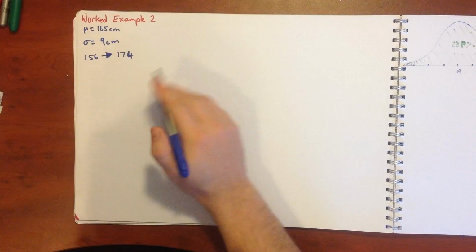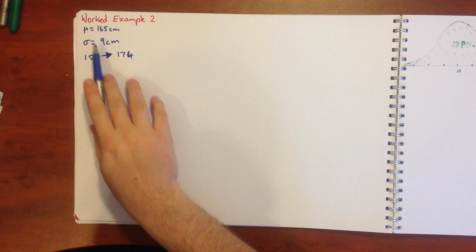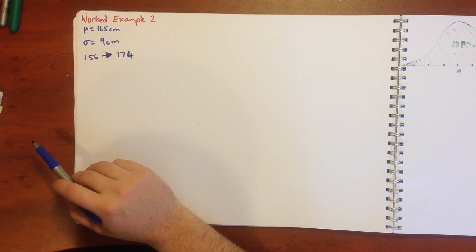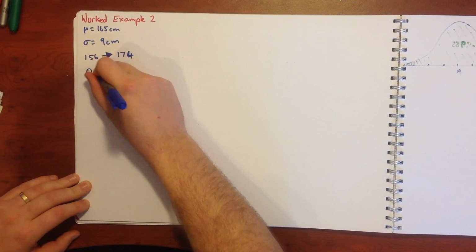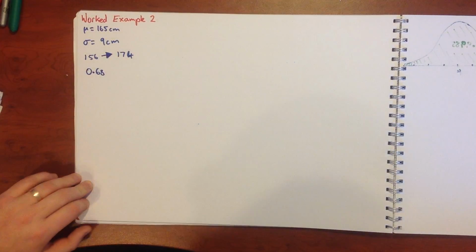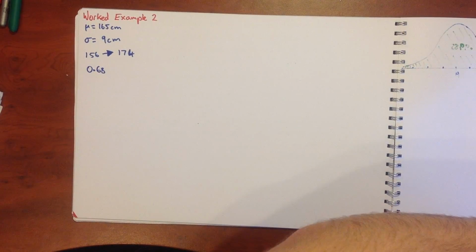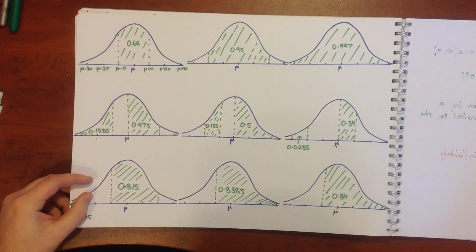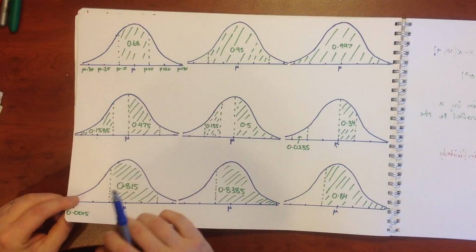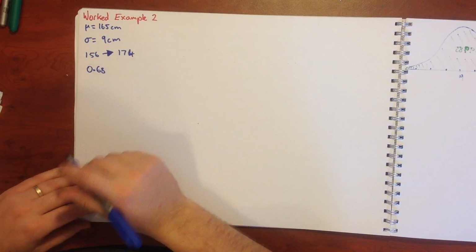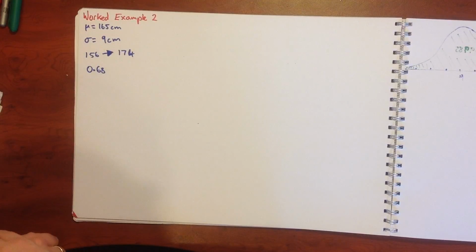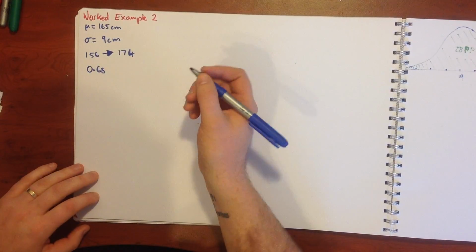Well, you can see here that we're 1 standard deviation below and 1 standard deviation above. So that falls within our 0.68. When we look back at our pictures, 1 standard deviation below and above is our 0.68.